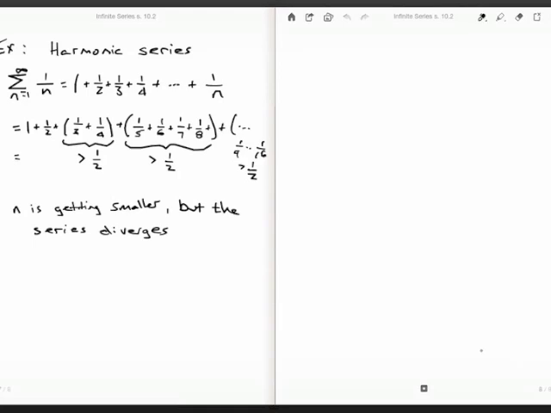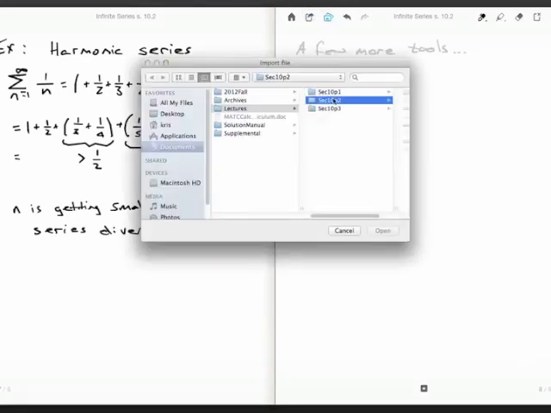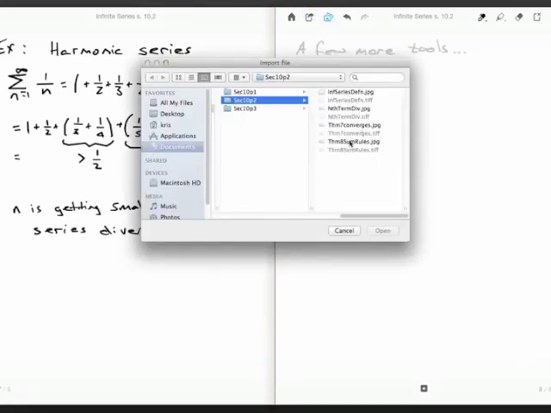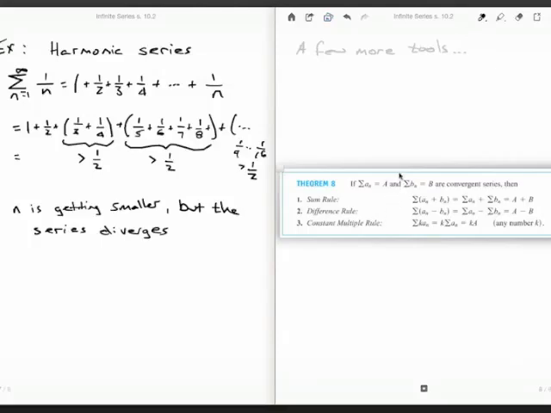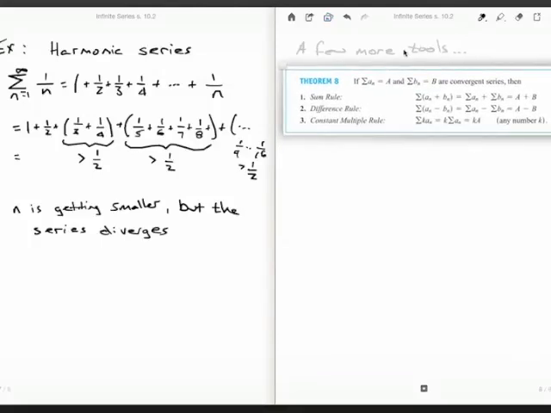All right, so we need to throw in a few more tools here to put in our toolbox. So let's add a few more tools. And I'm going to add a couple tools in here. Sum rules, theorem-made sum rules. All right, so let's take a look at these guys here.